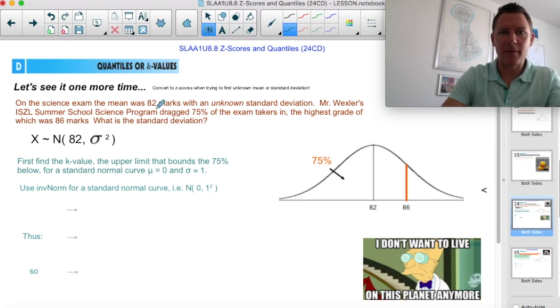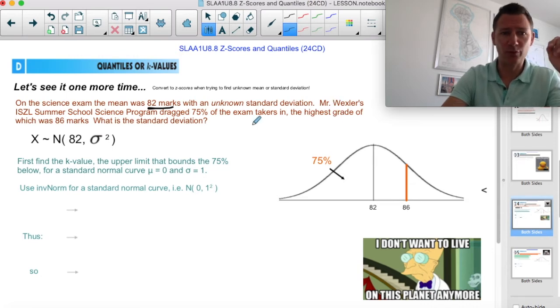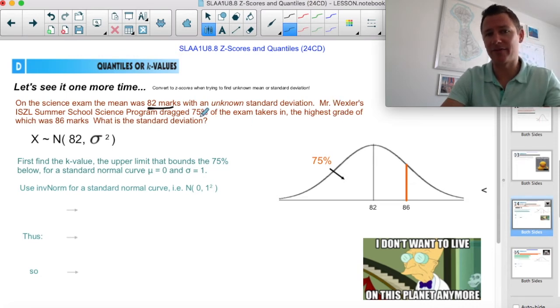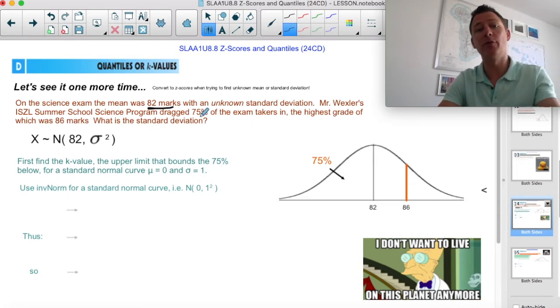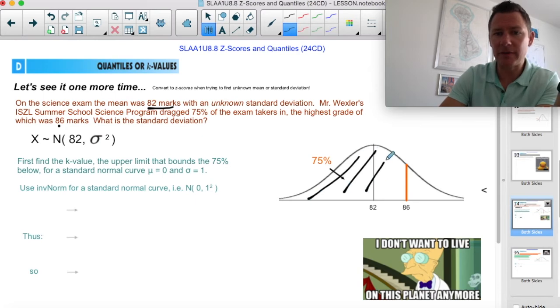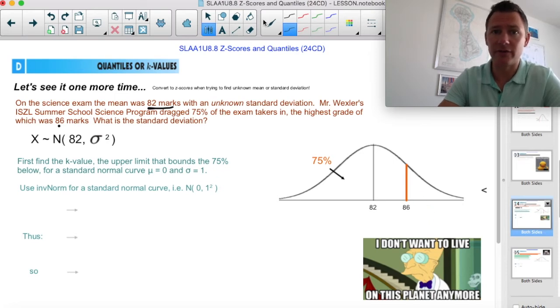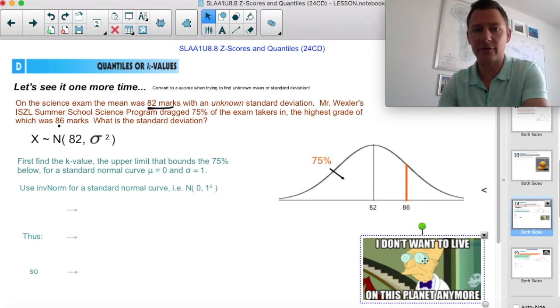Science summer exam, mean is 82 marks, and it has an unknown standard deviation. We want to find the standard deviation. So it says the lowest 75% come in, and the highest grade of that group was 86. So tell me the standard deviation. All of these people came into the science summer program. That's 75% of the data. What's the standard deviation?